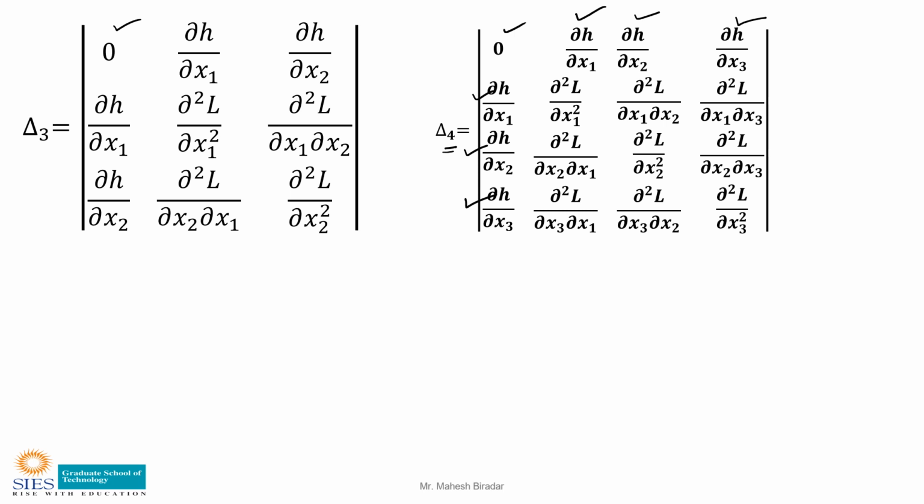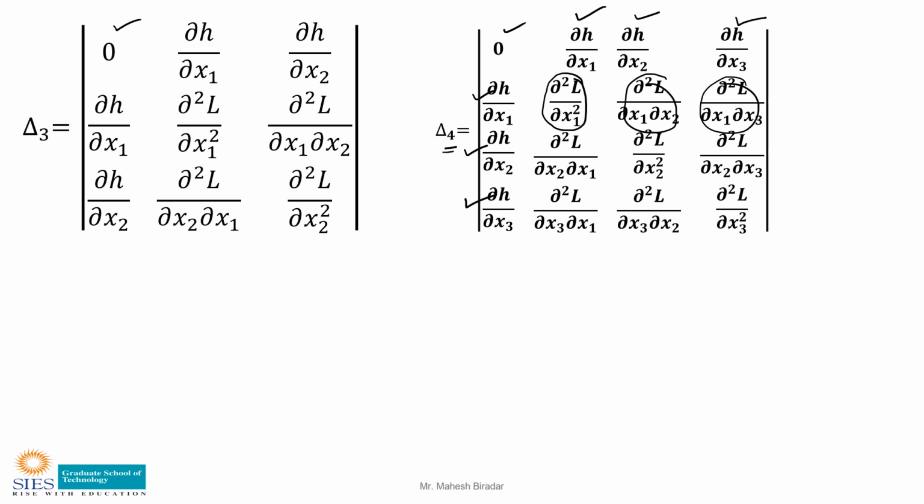Again here, as we have done in the case of the Hessian matrix, differentiate L with respect to x1 twice, then x1 x2 and x1 x3. Similarly you can complete. This is a very simple procedure. We will see it in the example.